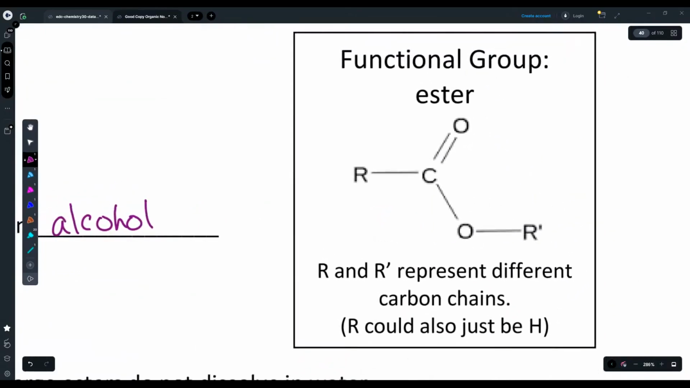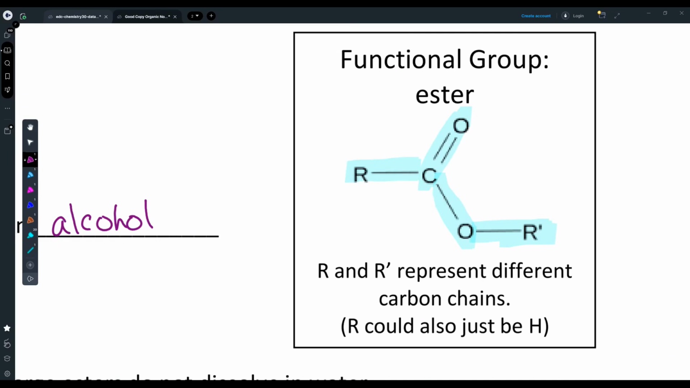So what this functional group looks like for esters is you're going to be looking for this carbon double bonded to oxygen and then single bonded to another oxygen, but the oxygen, instead of being attached to a hydrogen, which would make it a carboxylic acid, it's attached to a carbon chain, okay? And then the carbon at the base of the double bonded oxygen is also attached to another carbon chain. So the R and the R prime just means that these are two different carbon chains, okay?